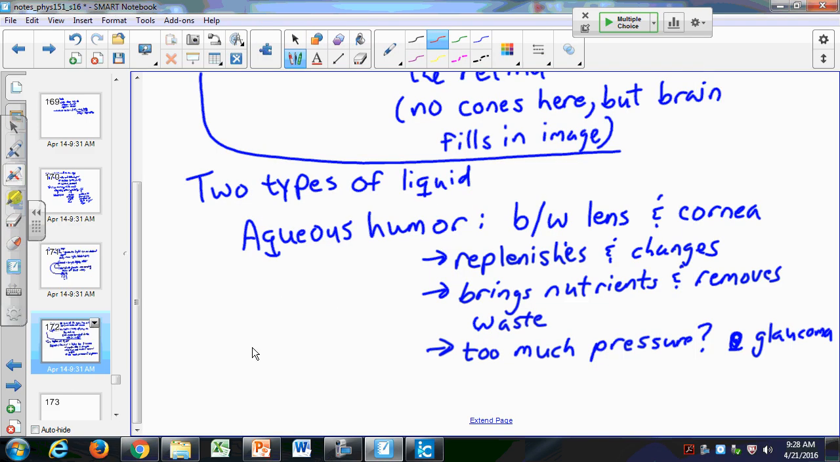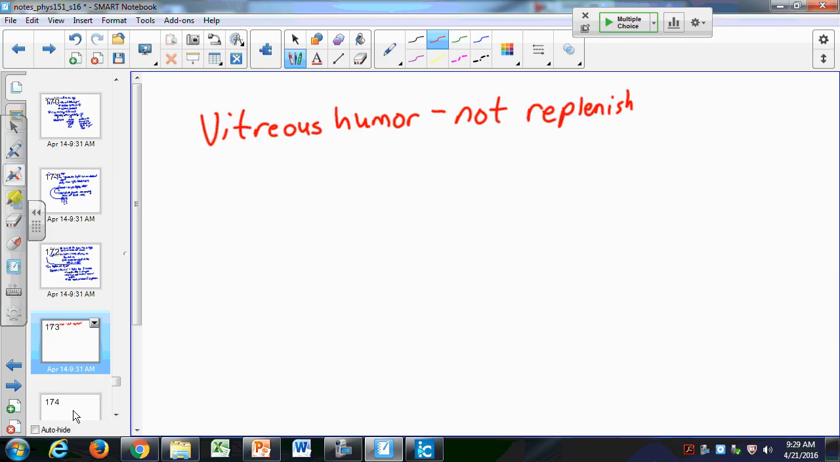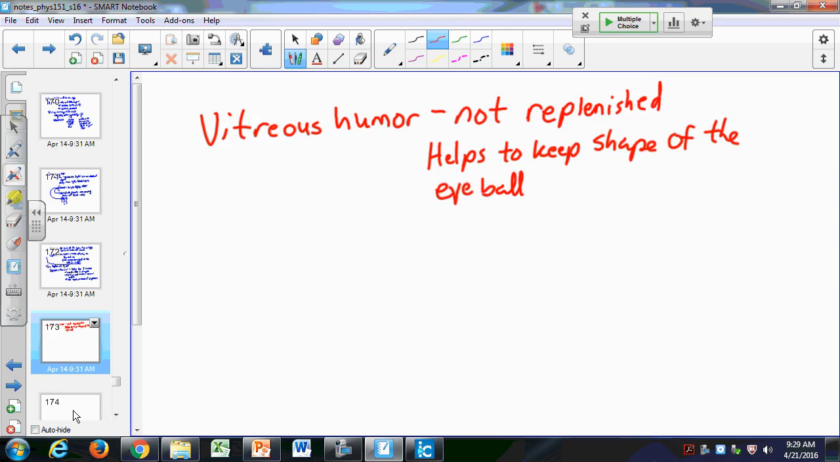Alright, the other is the vitreous humor. It is not replenished. And so whatever you're born with is what you have. And it just helps to keep the shape of the eyeball. If you didn't have that, your eyeball would just deflate. So the vitreous humor is not replenished, and it just helps keep the shape of the eyeball.